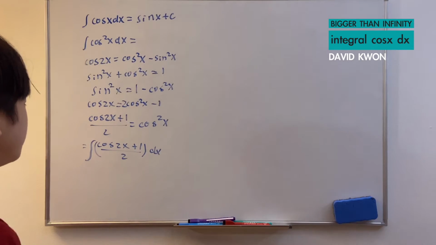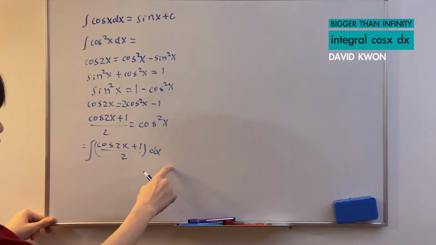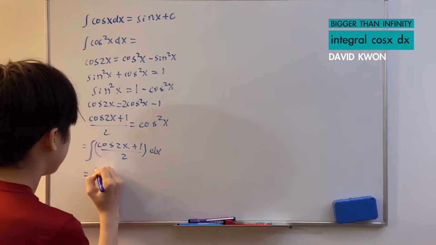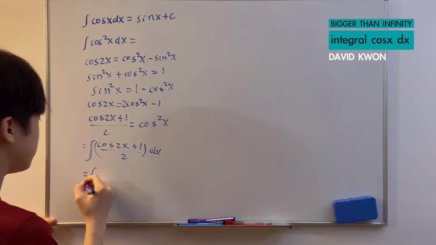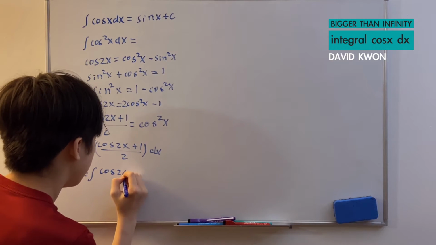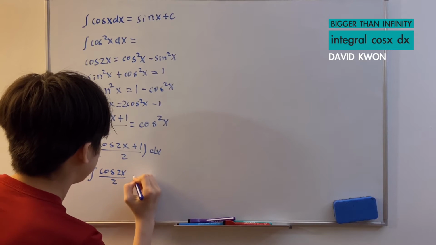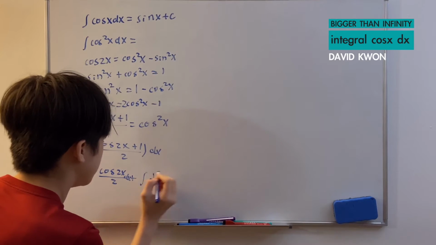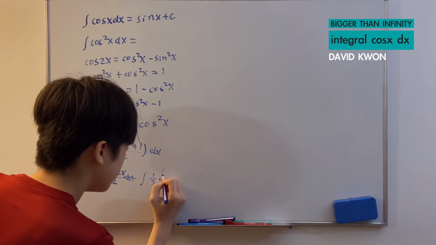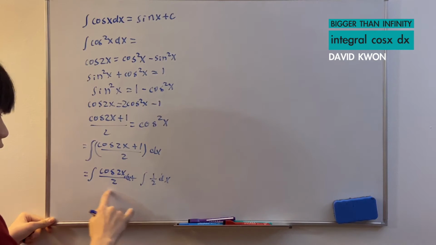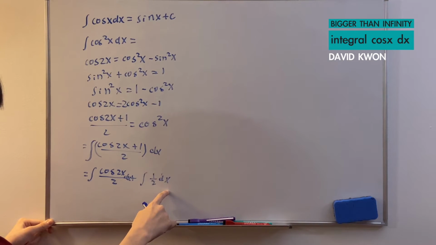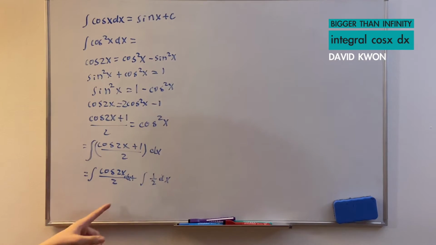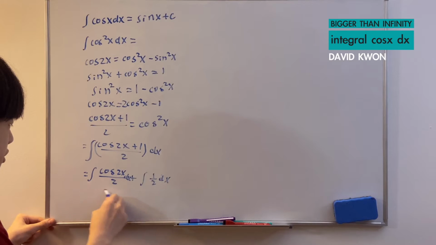Now it'll be easier for us to integrate because we will separate this into two parts, which is the integral of cosine 2x over 2 plus the integral of 1 over 2. Oh, forgot about the dx. This is completely normal. It's the same thing as this one, so I didn't do anything. It just made it easier for us. Well, let's worry about this first.